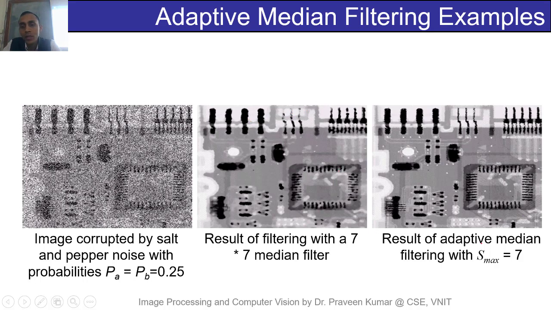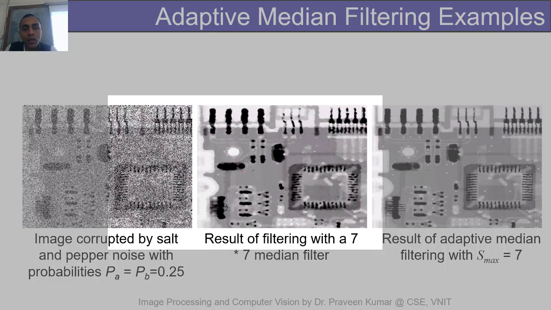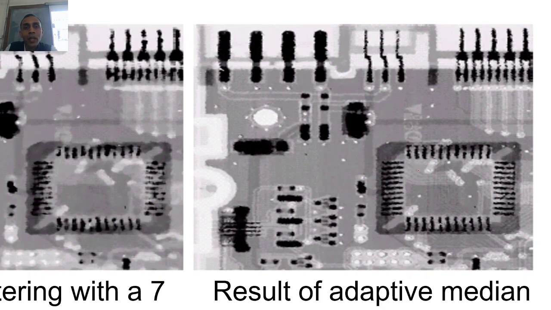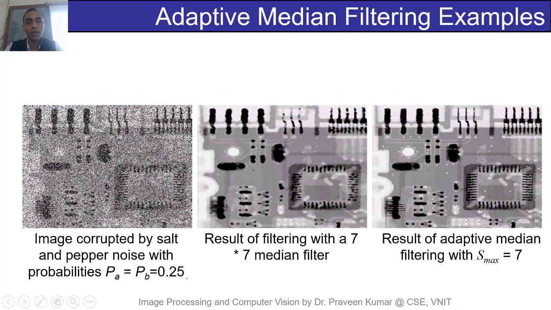And this is the image with the adaptive median algorithm that we discussed just now, with the maximum limit as 7. This has also removed most of the noise region. But at the same time, if you compare, the distortion is much less in this image, especially if you see the connector pins on the chips. These are much more preserved than with the traditional filter. Is that clear? Is that okay?